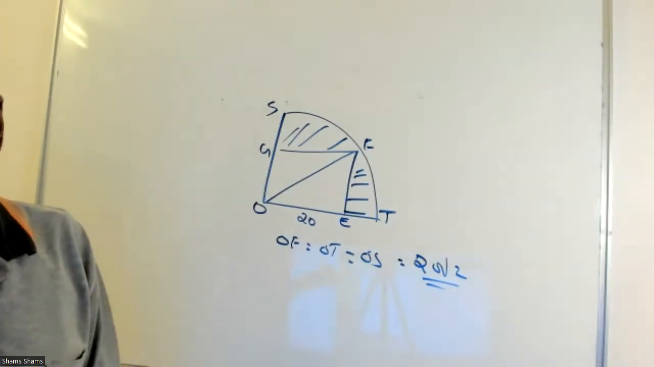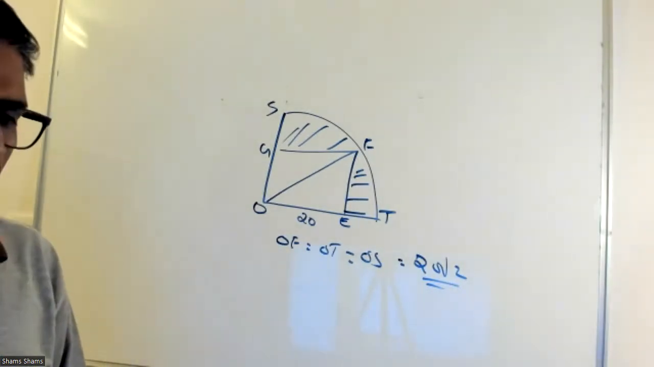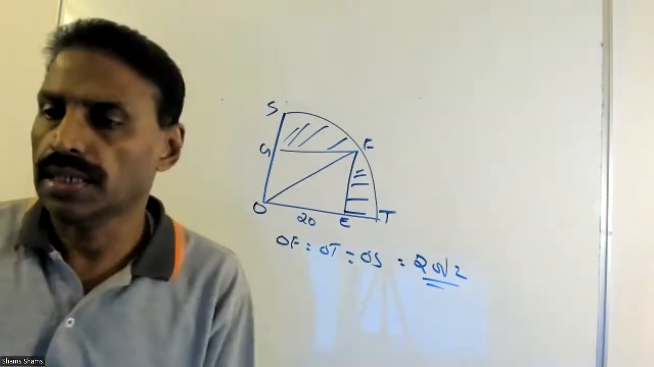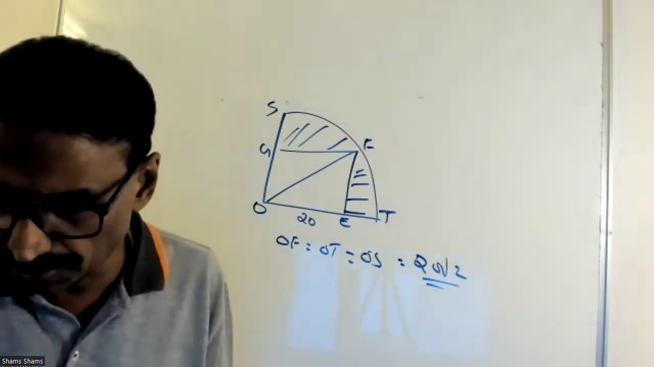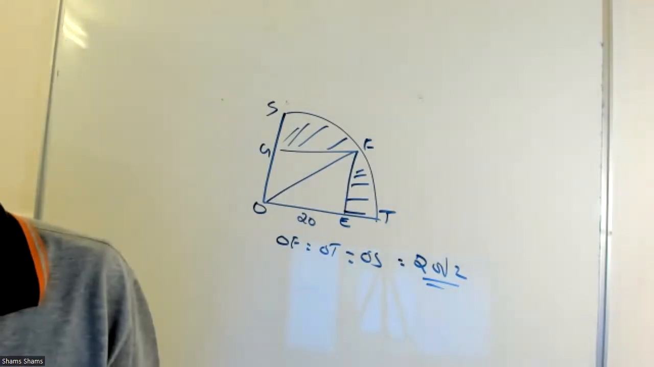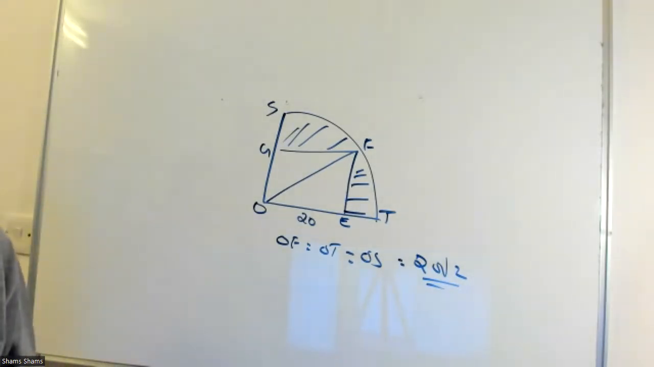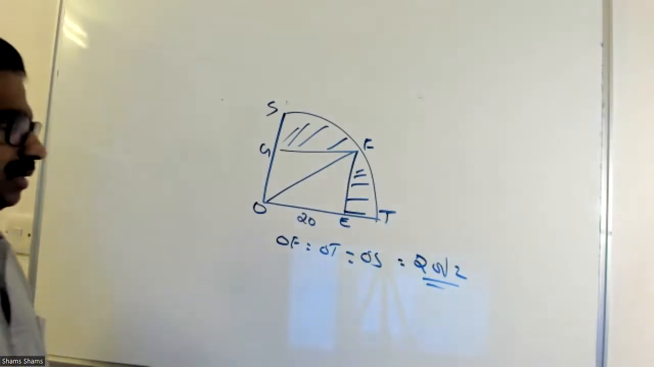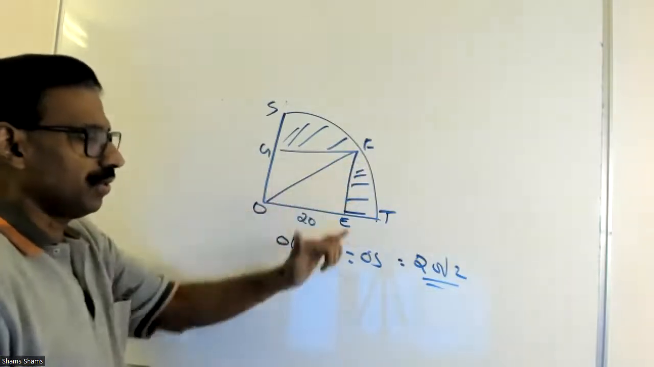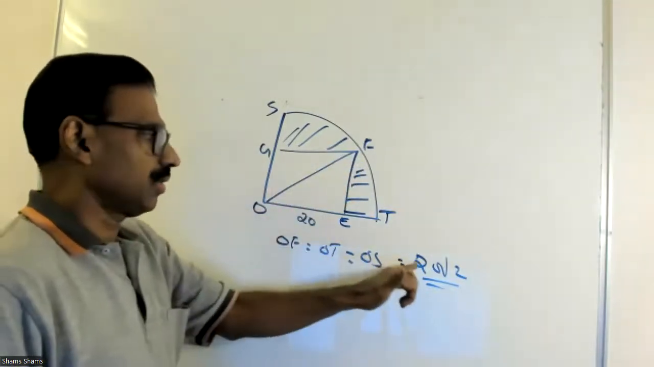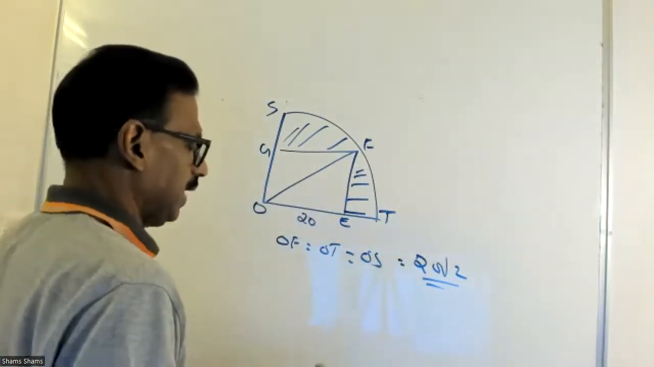Those who know the idea, write that first. Diagonal of a square equal to side into root 2. Therefore, OF equal to OT equal to OS equal to 20 root 2.